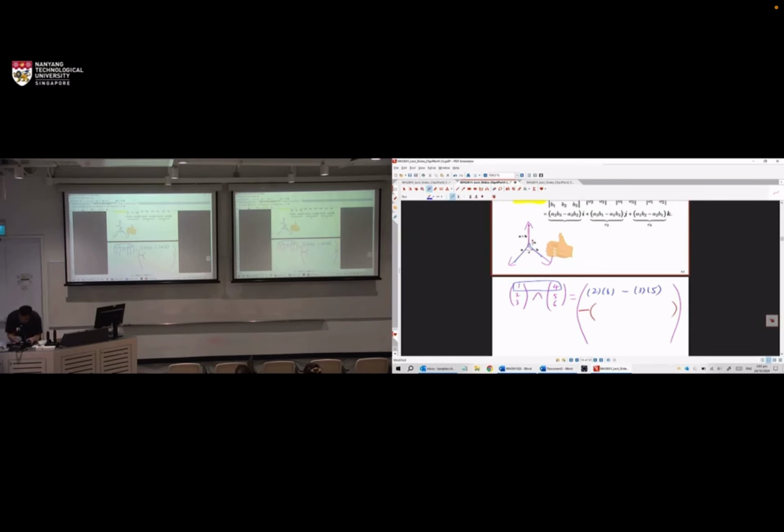So after you cover the second row, you do 1 times 6 minus 3 times 4, but remember there's a negative sign covering the whole thing. And then the last row, back to normal. You cover the last row: 1 times 5 minus 2 times 4.